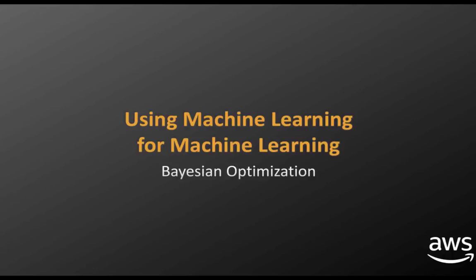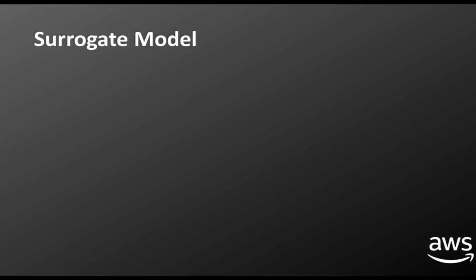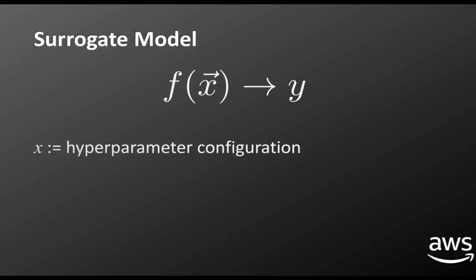What is Bayesian optimization, and how is it that we're using a machine learning meta process to improve the quality of our machine learning models that we're building in SageMaker? We do this with what's called a surrogate model. And a surrogate model is, in some sense, just a classic, simple supervised learning model where we're trying to predict y given some x. But in this case, x is the hyperparameter configuration that controls the algorithm on the model that we're building, and y is the quality of the model.